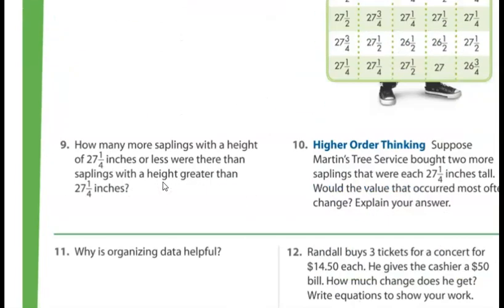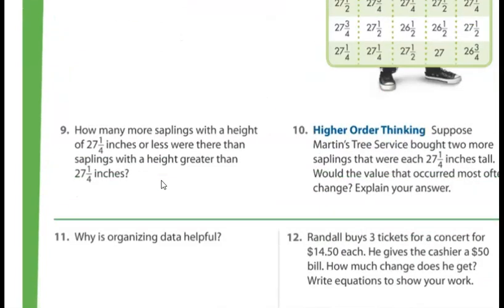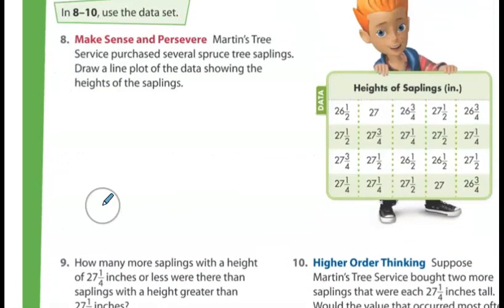All right. So flipping to this next page, on 8 through 10, you're going to be using the information that's right here. On number 8, it says, Martin's Tree Service purchased several spruce tree saplings. Draw a line plot of the data showing the heights of the saplings. So again, you want to make sure that you are drawing out that line. So we have our line here.